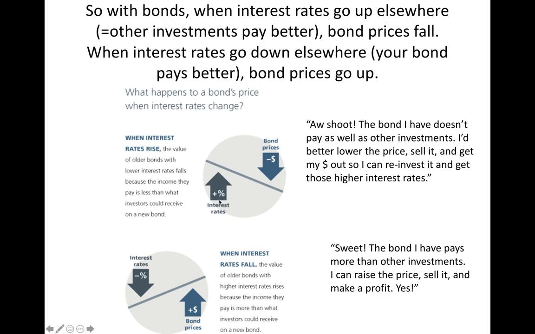Here's a little graphic that shows you other interest rates are going up. You think, oh, shoot, the bond I have doesn't pay as well as other investments. I better lower the price, sell it, get my money out so I can reinvest it and get those higher interest rates. On the other hand, if interest rates fall elsewhere in the market and other investments, you think, sweet, the bond I have pays more than other investments. I can raise the price, sell it, and make a profit.